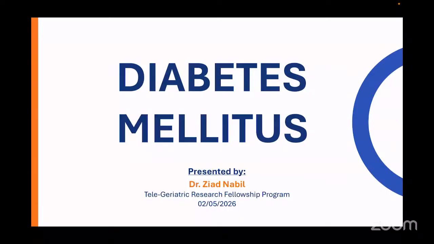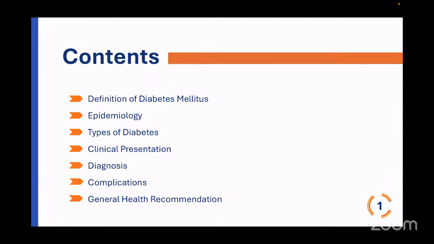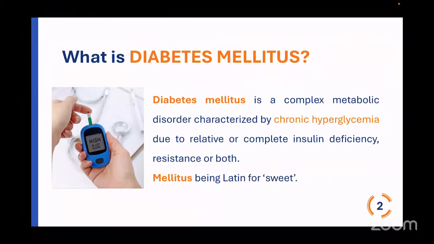Yes, everything's clear. Okay. So my presentation will include the definition of diabetes, epidemiology, types of diabetes, clinical presentation, diagnosis, complications, and general health recommendations. So diabetes mellitus is defined as a complex metabolic disorder characterized by chronic hyperglycemia due to either insulin deficiency or resistance or both. Mellitus is a Latin word. It means sweet.